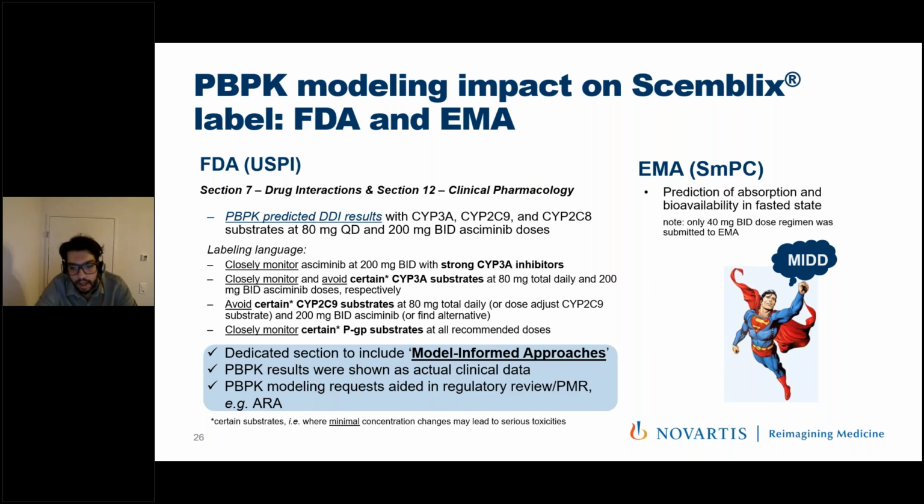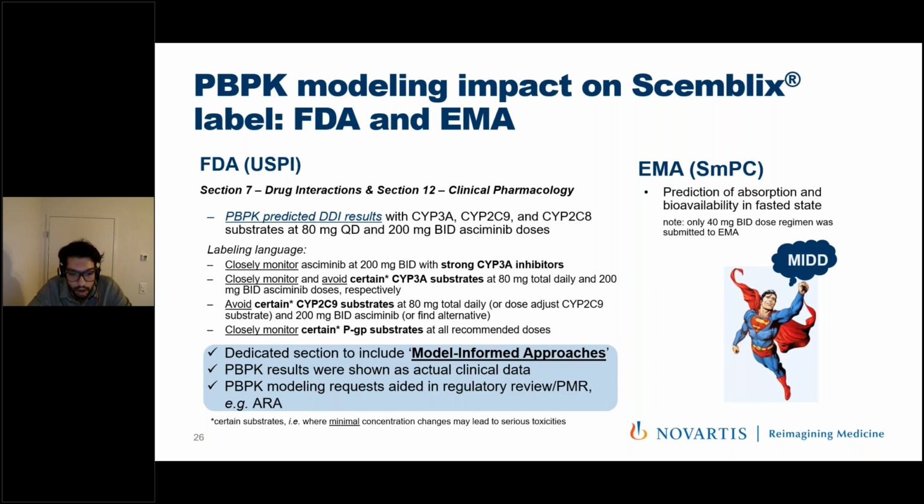There was a detailed section in the USPI with model-informed approaches, and interestingly, the PBPK results were also shown as actual clinical data without necessarily mentioning the use of PBPK modeling.